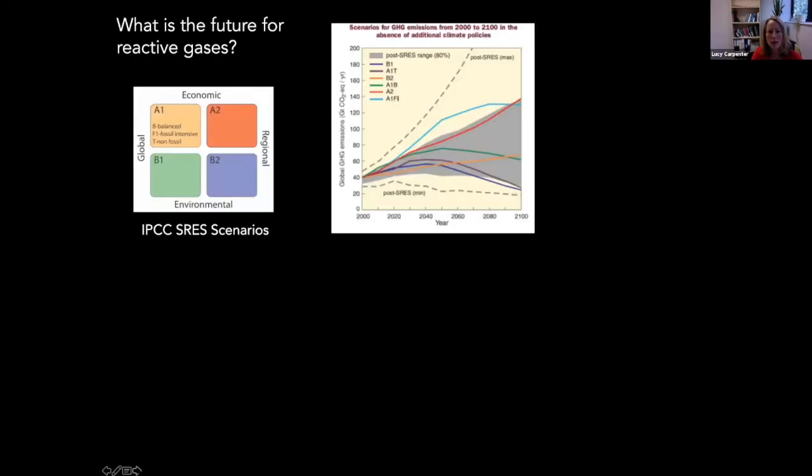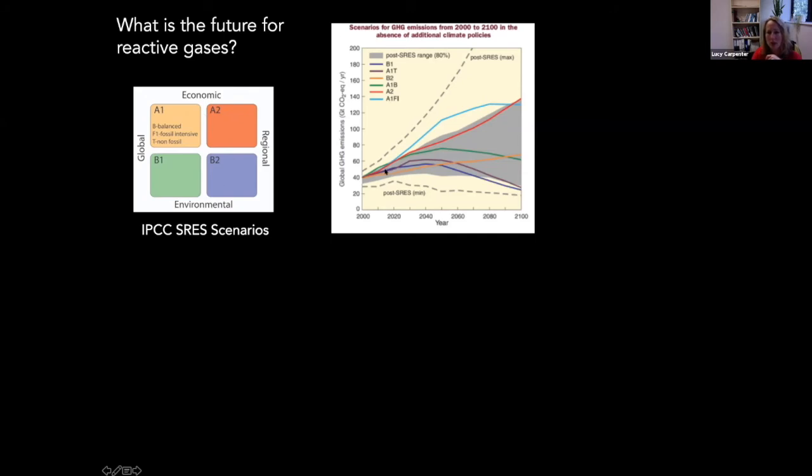So what's the future for reactive gases? Now, of course, that involves looking into a crystal ball, but people try to do that to imagine the future. And what's often now used are these IPCC so-called SRES scenarios, which are socioeconomic scenarios to try to think about emissions into the future and what impact they will have. So there are these A1, A2, B1, B2 SRES scenarios. The A scenarios up here are when countries make decisions based more on economic priorities, and the B ones are based on more environmental priorities. And over here, we have a more regional perspective, over here, a more global perspective. So generally speaking, the A scenarios have higher emissions than the B scenarios.